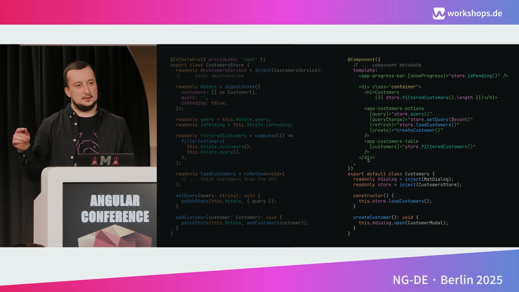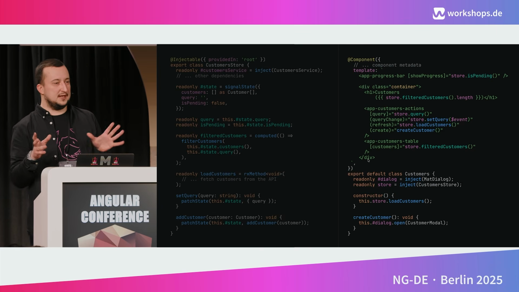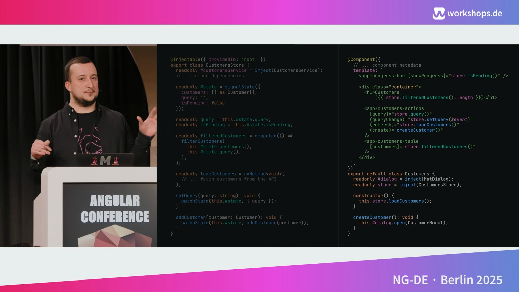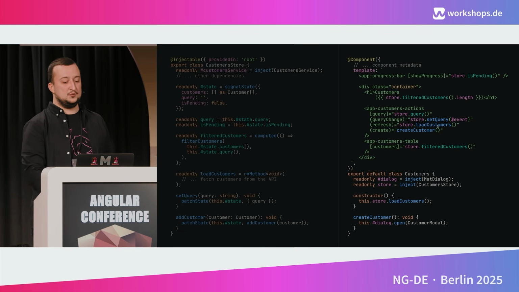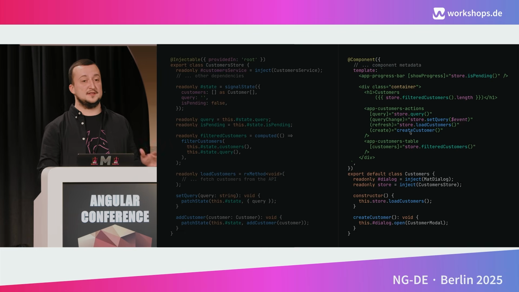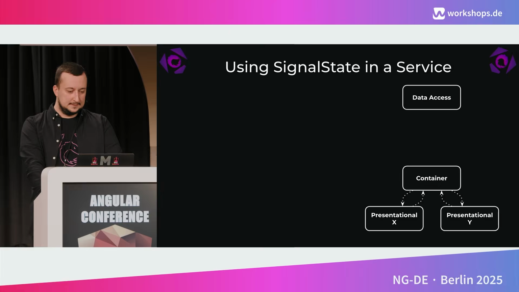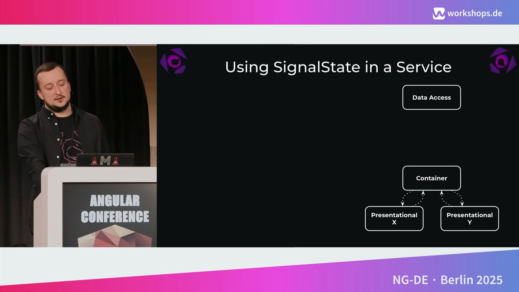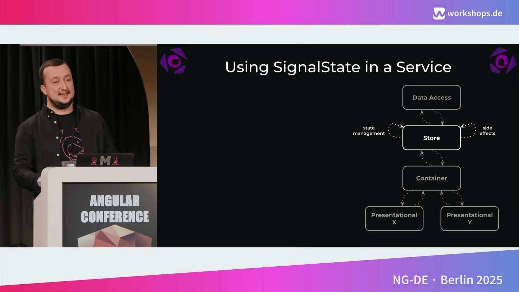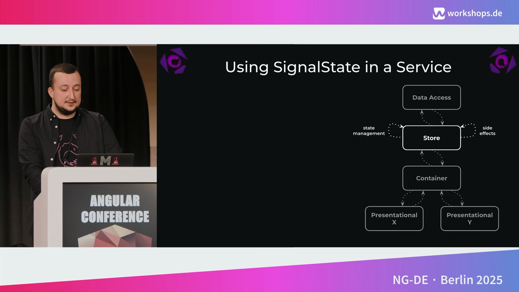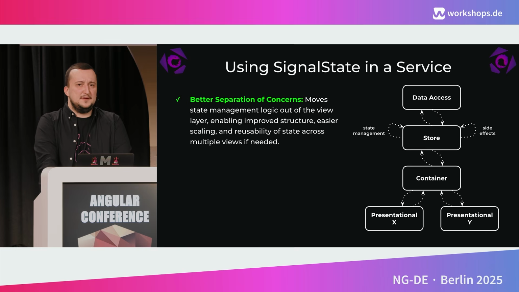The good thing here is that when we properly apply a pattern with presentational and container components, we just need to update bindings in our container component. We don't have to touch the presentational components at all. Now, from the architectural perspective, we introduced an additional layer that is now dedicated to state management and for handling side effects. So as a benefit, we definitely have better separation of concerns, right?